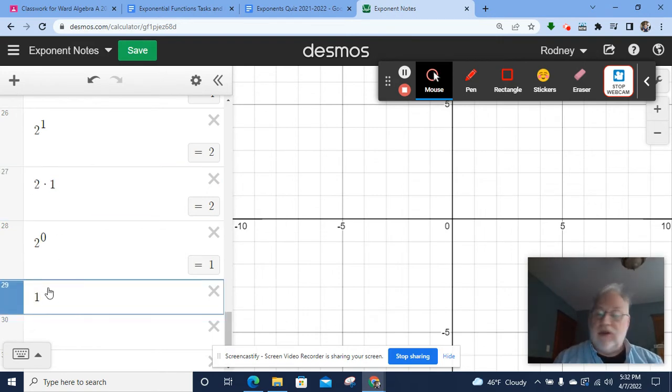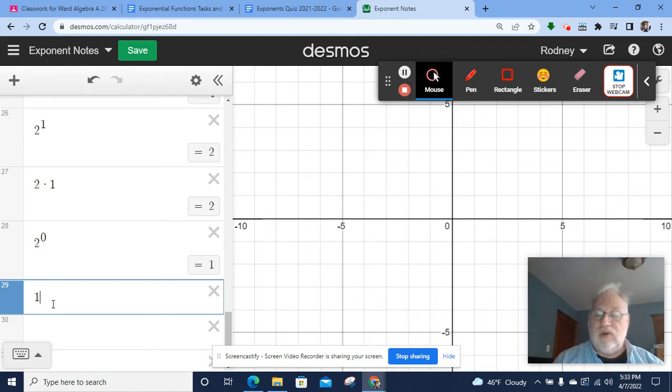So 2 to the 0, 5 to the 0, 18 trillion to the 0 are all considered 1. The only set aside is 0 to the 0, which has some problematic aspects to it. It is considered undefined, even if Desmos says it's 1. All right, that's 0 as an exponent. To the 0 power equals 1 unless the base is 0.